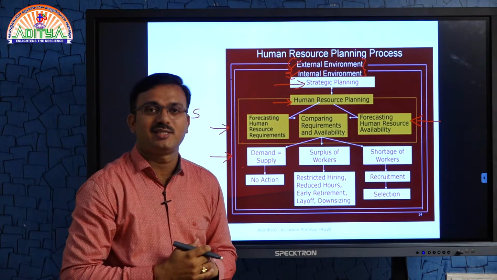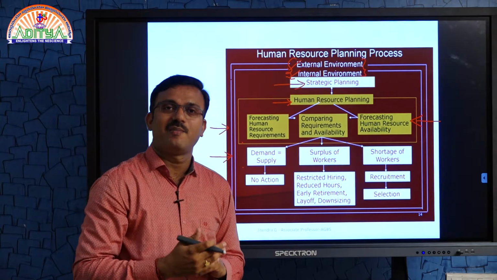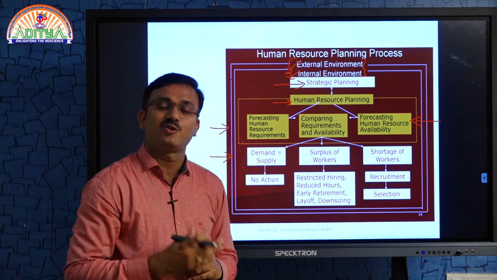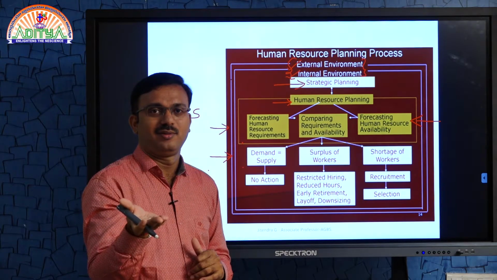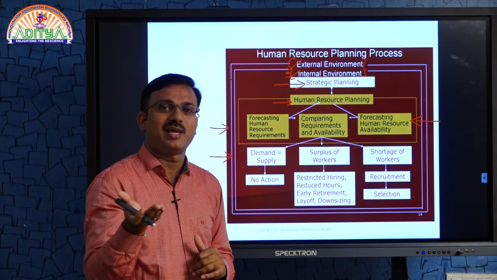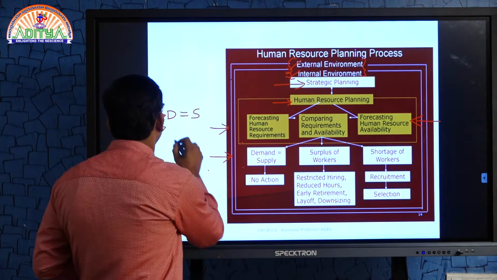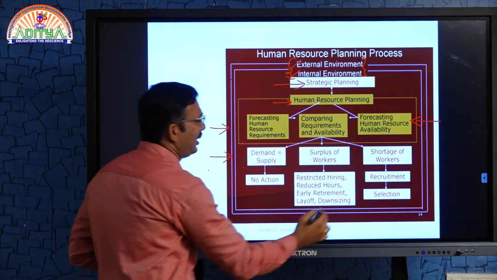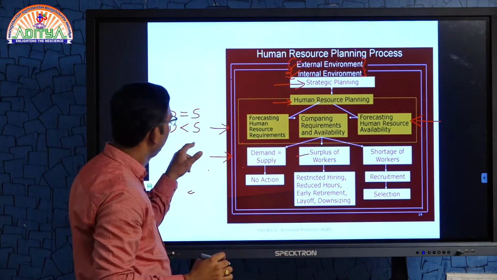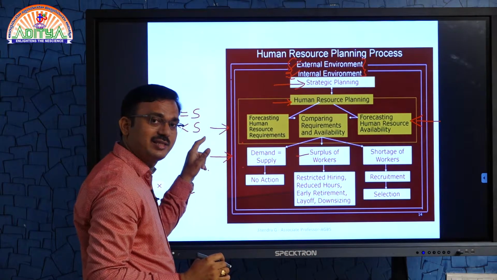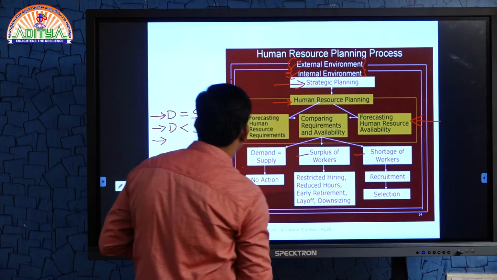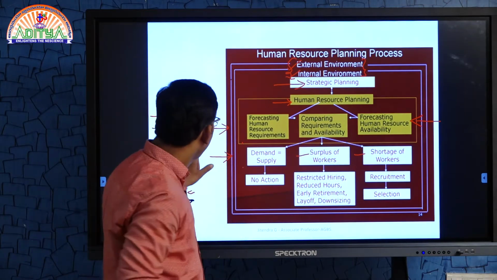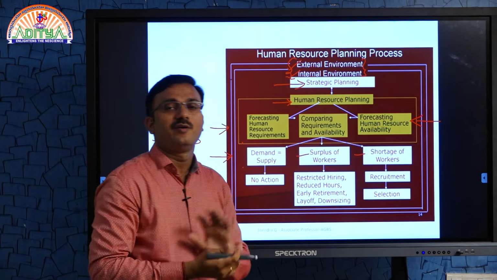Then the second situation is a surplus of workers. Surplus of workers in the sense, demand, for example, is 100, and the availability of employees is 125. That means 25 people are more. That means comparing with demand, supply is more. This is the second condition: demand is less, supply is more. And the third condition: demand is greater whereas supply is less. This situation we call a shortage of workers.